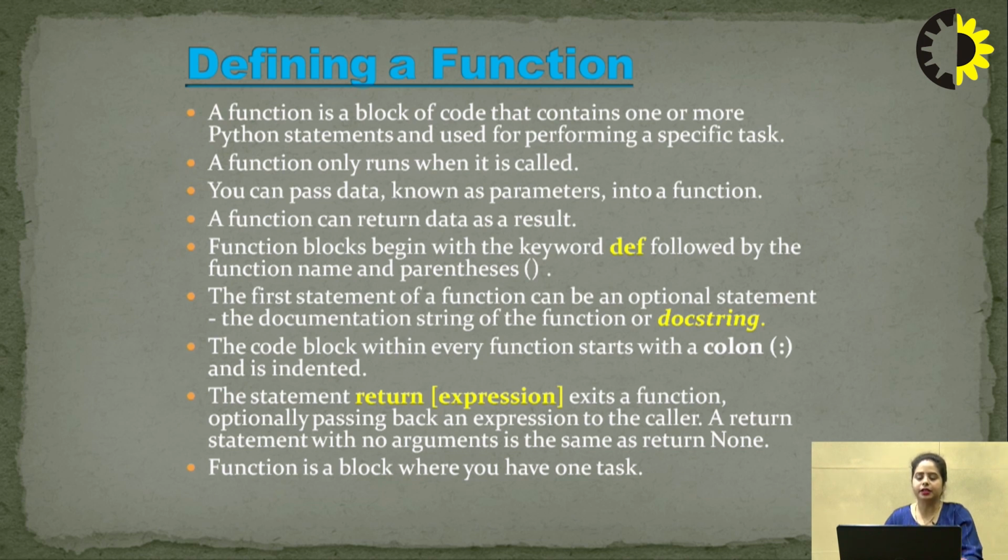Function blocks begin with the keyword def, followed by the function name and parentheses. Now, the first statement of a function can be an optional statement, that is the documentation string of a function, or docstring. Basically, a docstring represents what task you are going to do in this function. Next, the code block within every function starts with a colon and is indented. Indentation is a very important criterion to represent a block of code. The return statement exits a function, optionally passing back an expression to the caller. Return is an optional keyword. If you want to use the return keyword, you can. If you don't want to use it, then skip it. A function is a block where you have one task.